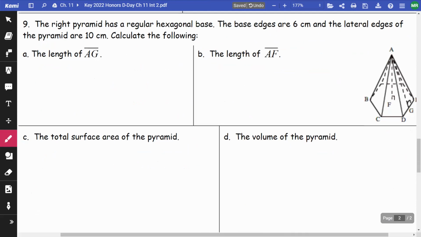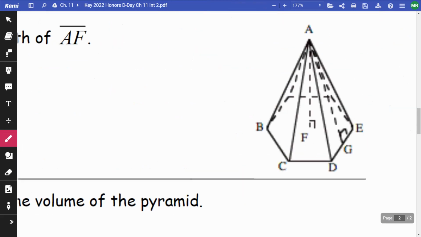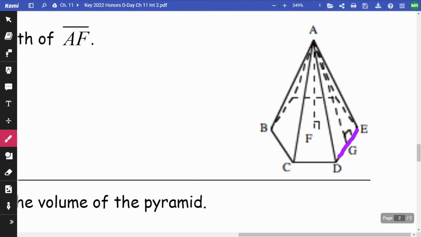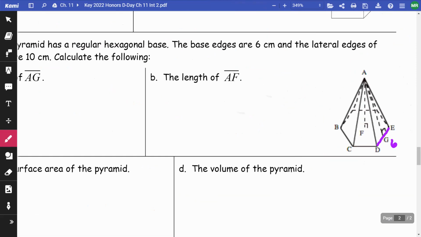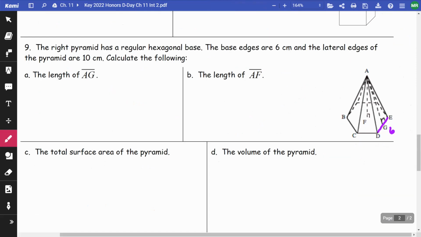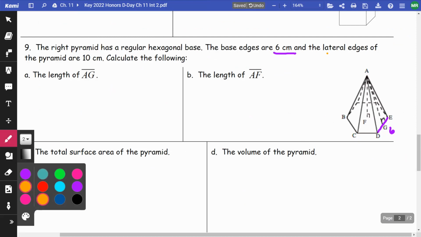On number 9, we have a right pyramid that has a regular hexagonal base. The base edges are 6. So let me just draw that in here. So all of these are going to be 6, okay? I'm just going to draw one of them in. We know that the lateral edges are 10.